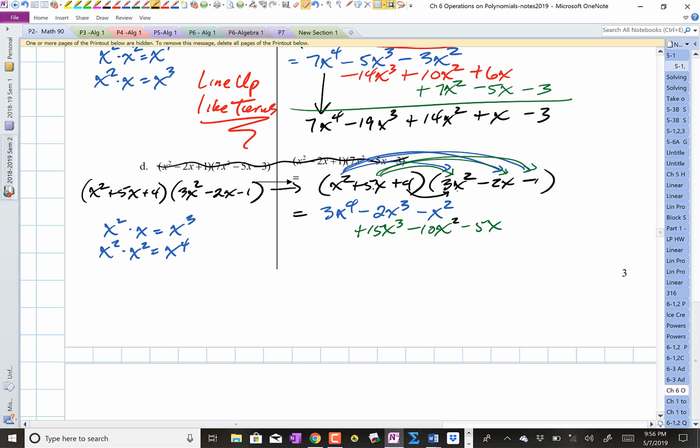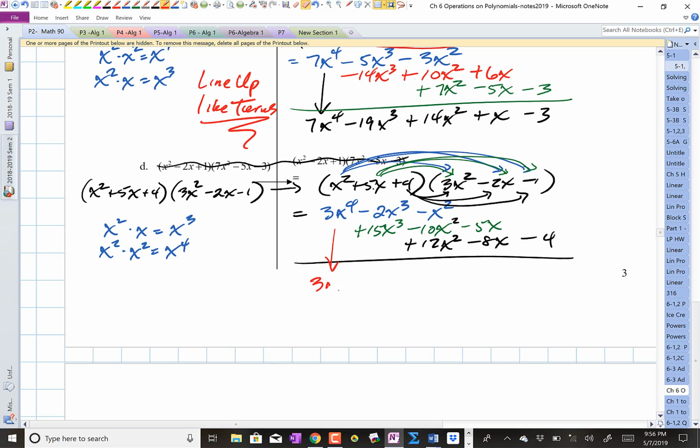All right, back to the 4 again. 4 times 3x squared is 12x squared. Line up like terms. 4 times a minus 2x is a minus 8x. And then 4 times a negative 1 is usually minus 4. All right, and then you add vertically.